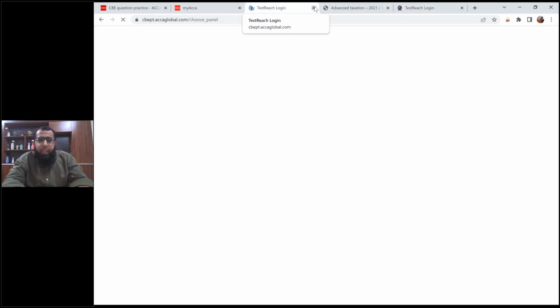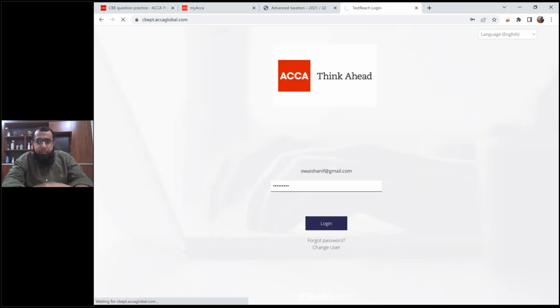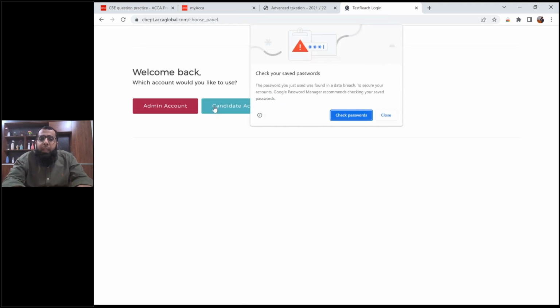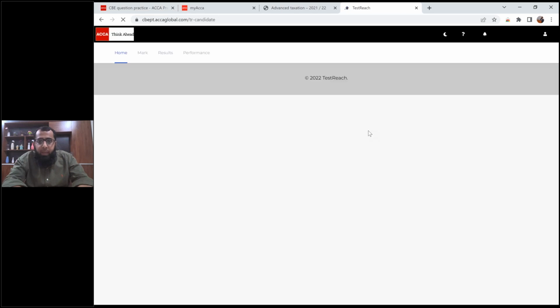It sometimes takes time because maybe many students are practicing on it. Okay, now once you enter, you will directly enter the candidate account. I have a special account, that's why I have this admin account access also, because I can assign papers to my students also. You will directly enter the candidate account tab.